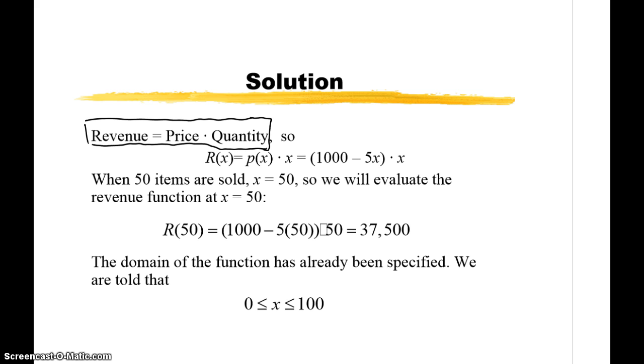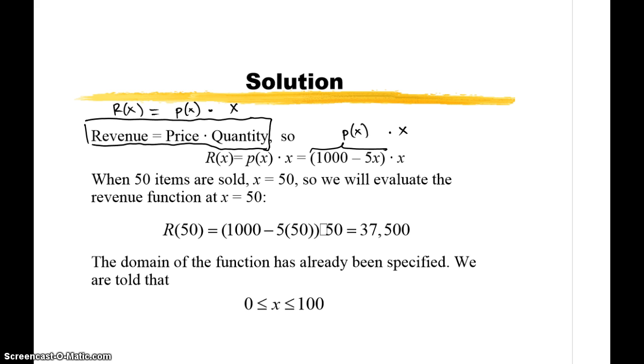So revenue equals price, which could be obtained from the price demand function, times quantity, which in this example is x, the number of items produced and sold. So R of x equals P of x times x. Well, we know the price demand function. It's 1000 minus 5x. This is our P of x. And we still have to multiply by x.